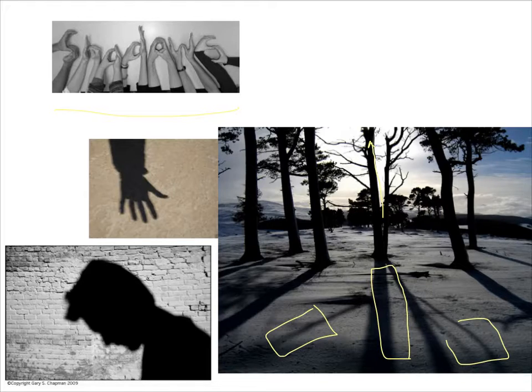You can see it in the picture of the hand here. The fingers look a little bit fuzzy, and the same is true of the picture of the guy's head here. All around the edge of that profile, that shadow, it kind of looks fuzzy. It's a little bit blurred, and that's because of diffraction.